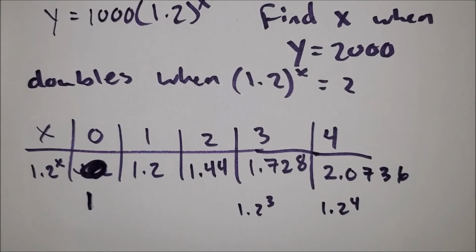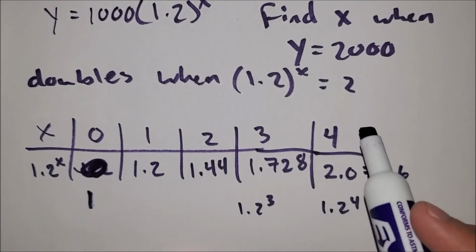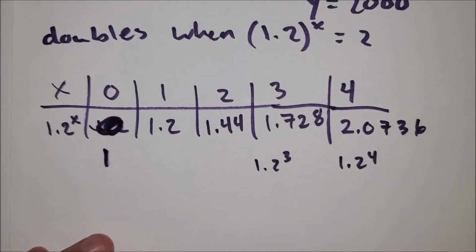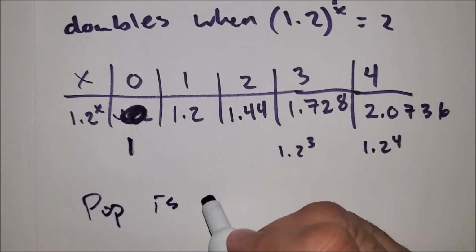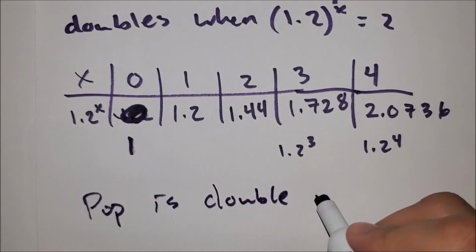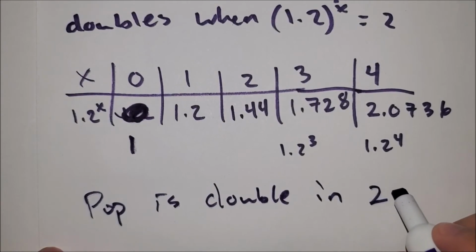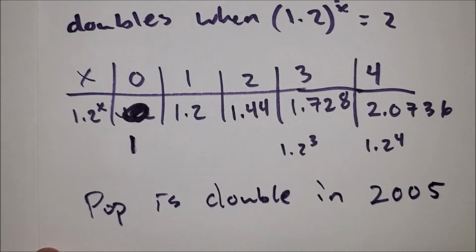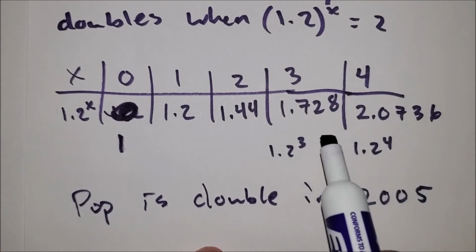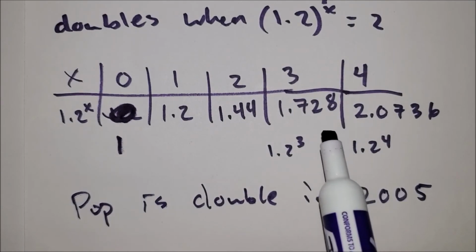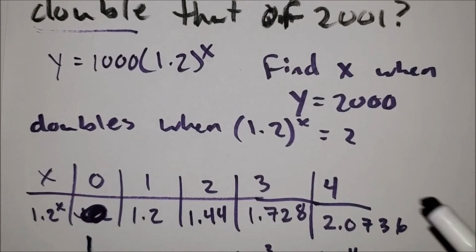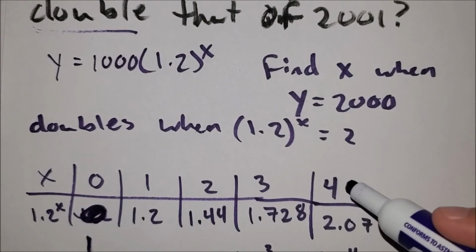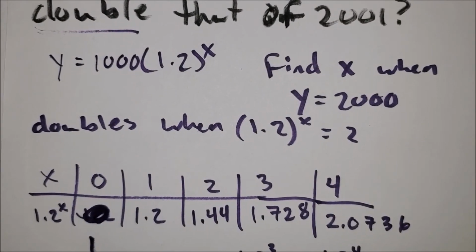And so we could say, we're going to go ahead and round to the nearest year. That's 4 years after 2001. So the population is doubled in 2005. Really, what we could say is it's at the end of 2004, which is 3 years after the start of 2001. But we're going to go ahead and use this one and say that it's double in 2005.